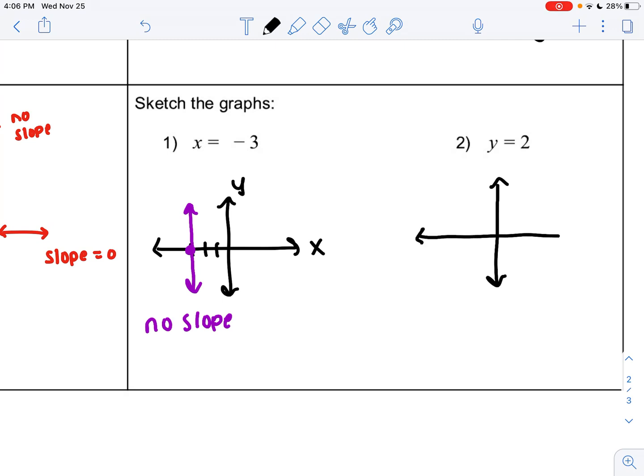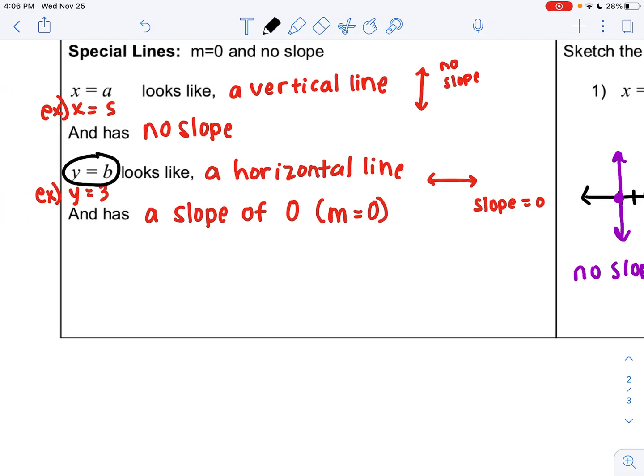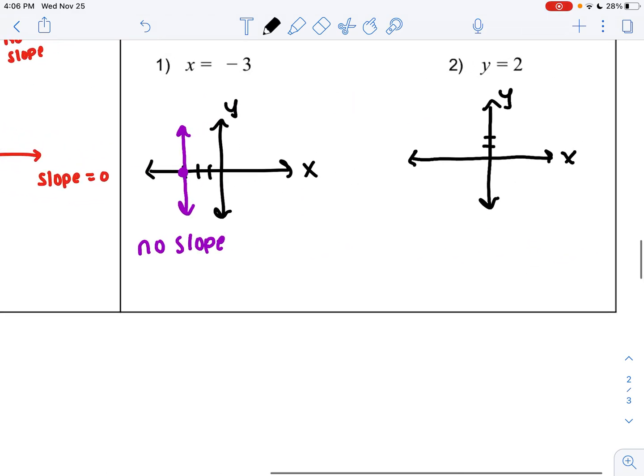Now for y equals 2, remember y is your vertical line right there. So at y equals 2, well, remember when y equals b, y equals anything, in this case y is 2, it's going to be a horizontal line like this, and your slope's going to be 0. So it's going to be a horizontal line like this, and you're going to have m equals 0, or your slope equals 0.